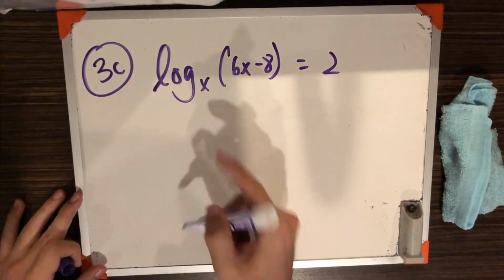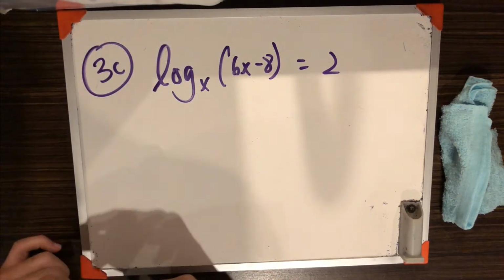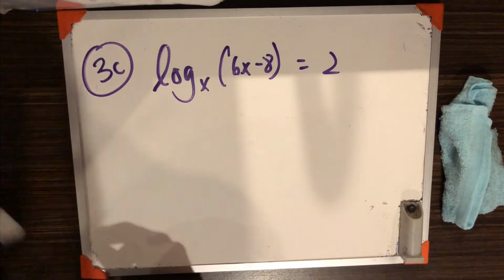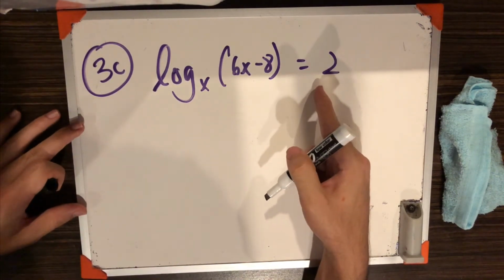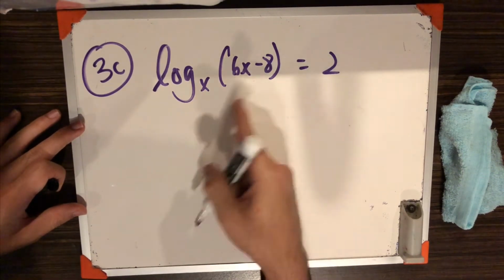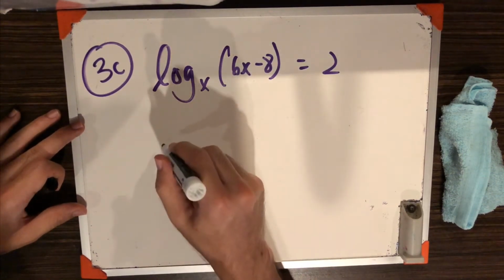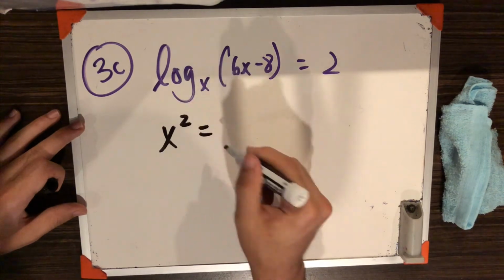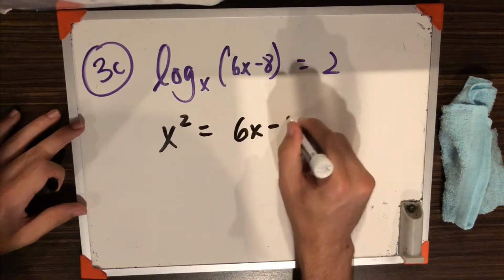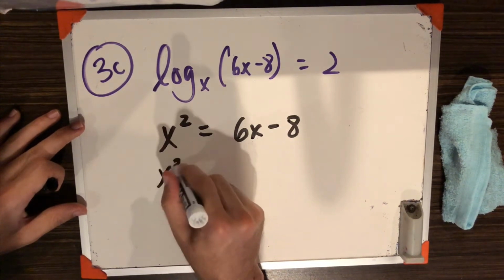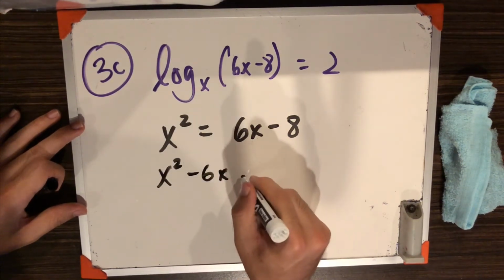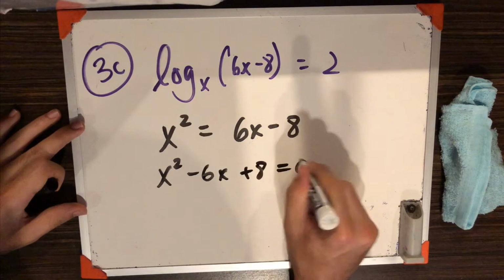Alright, 3C. For 3C, again, let's end up doing exponent form, but again, you can easily put this in log form and solve it that way. Let's put this in exponent form, so x squared is equal to 6x minus 8. Let's push everything to one side, so x squared minus 6x plus 8 is equal to 0.